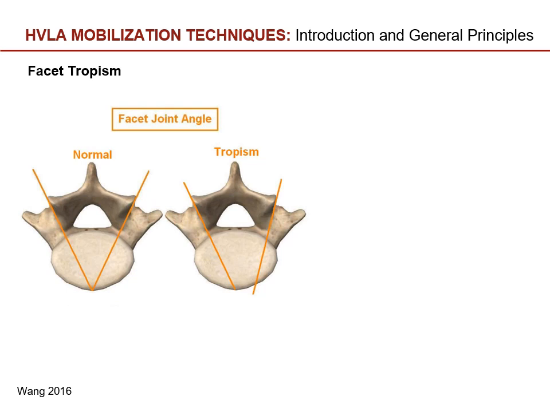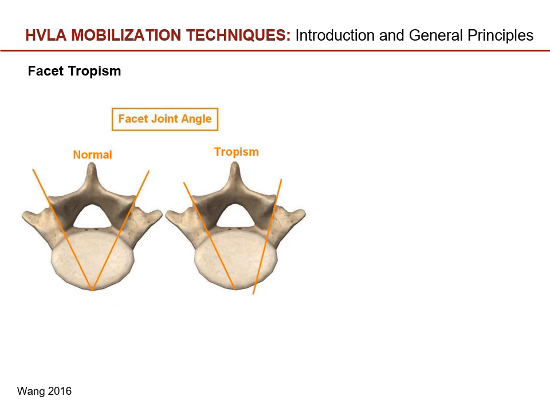Facet tropism is when there's an altered angle of the facet joints as they align at a given segment of the spine. So you can see the example here where in the quote-unquote normal, or the facet joint that does not demonstrate a tropism, the angle at which the facets on the left and the right meet is equal. They're equal as far as the degree.